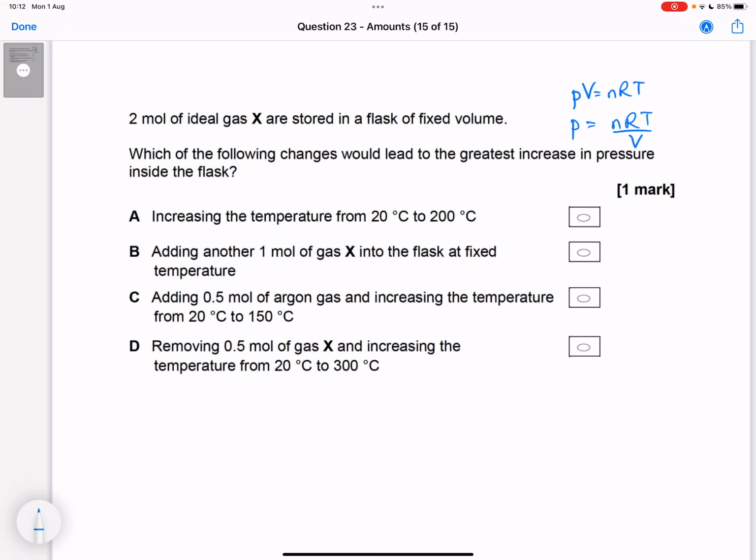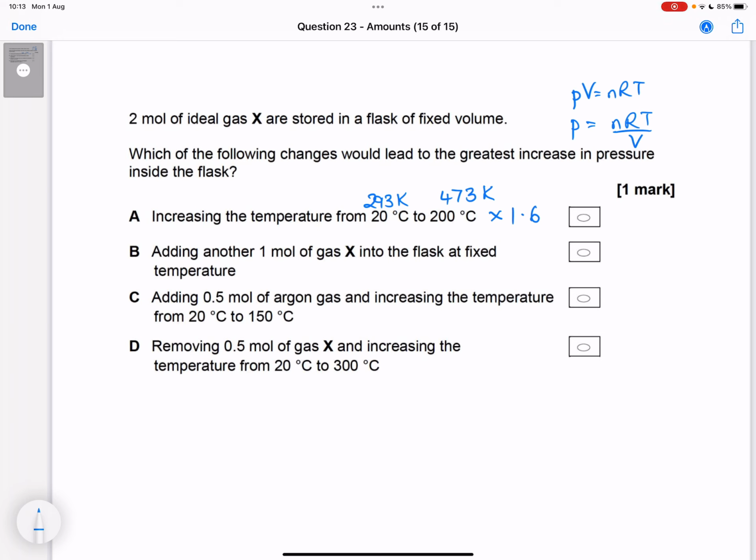So an increase of 20 to 200 is not a tenfold increase. 20 is 293 Kelvin, and 200 at 273 is 473 Kelvin. So what increase is that? 473 divided by 293 is a 1.6 times increase, so like a 1 2/3 increase.